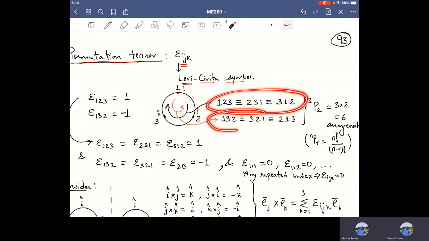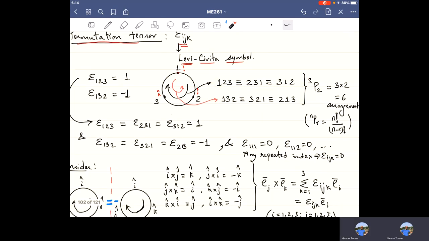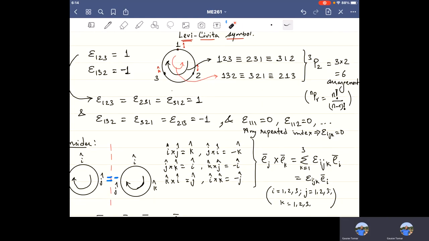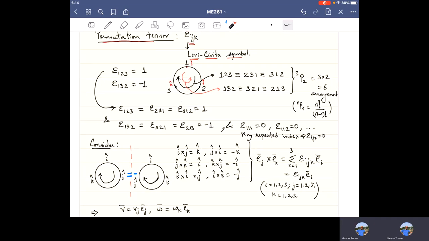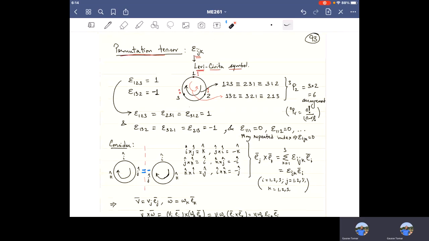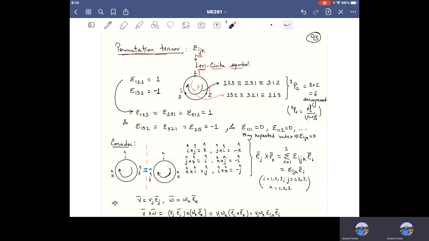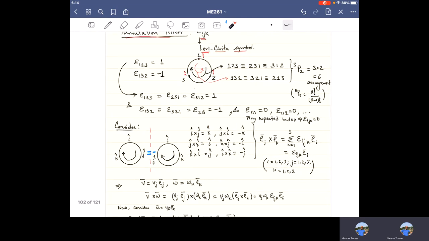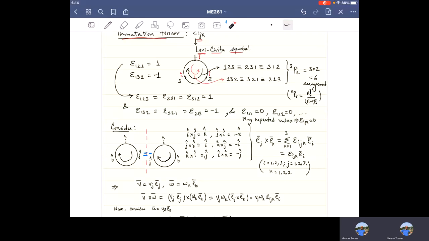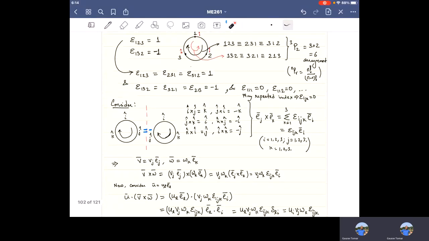Half of these arrangements correspond to value 1, and the remaining half correspond to minus 1. And if you have a repeated index, 1 1 1, for example, will give you 0, 1 1 2 will also give you 0, 1 2 2 will also go to 0. All the remaining quantities, whenever you have a repeated index, you will get a 0. So the tensor epsilon ijk can have values 1, minus 1, or 0. Our Kronecker delta tensor, a second order tensor, had only 2 values, 1 or 0, as its elements.